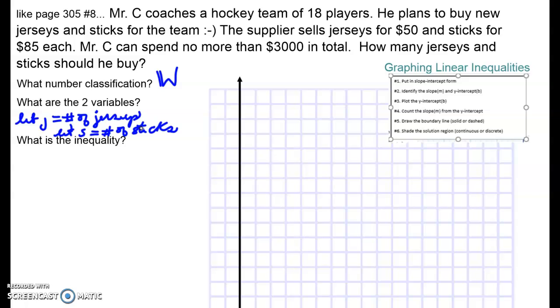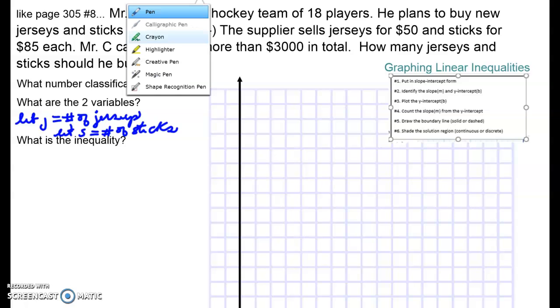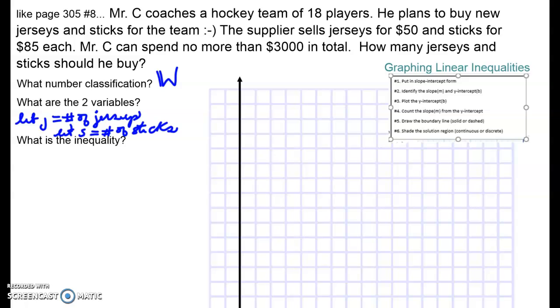Okay, now what is the inequality mentioned in this word problem? So I'm going to grab my highlighter here. Some of you do use a highlighter, especially on tests, to pick out the important information in the question. And that's what we're going to do here. It's a great strategy. So we have the idea of 18 players. Is that necessary for us here? I don't think so. We're looking for the number of... I don't think we need that information.